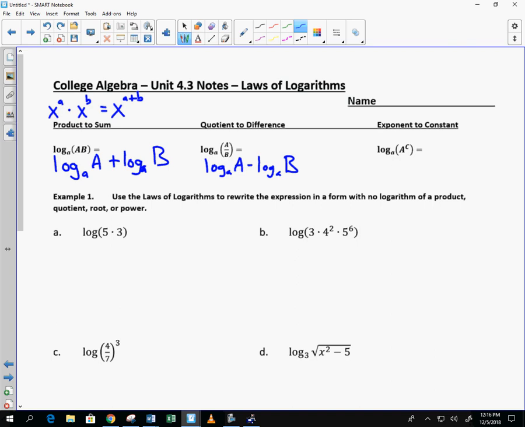What happens if you take a power to a power? What do you do to the exponents? So we're going to take this c and we're going to move it out here, c times the log base a of a. So you could take an exponent and move it out front of the logarithm. Those are the three properties that we are currently going to use for logs.